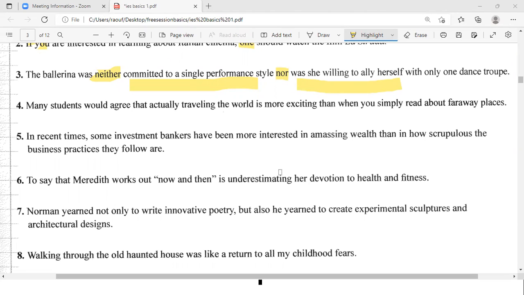Here is the answer, gentlemen and young ladies. The answer should be: many students would agree that actually traveling the world is more exciting than simply reading about it, because of the structures I'm comparing here. One of them is traveling the world. The other one should be reading about, so that we have parallel structure. Good job, everyone. Thank you very much.